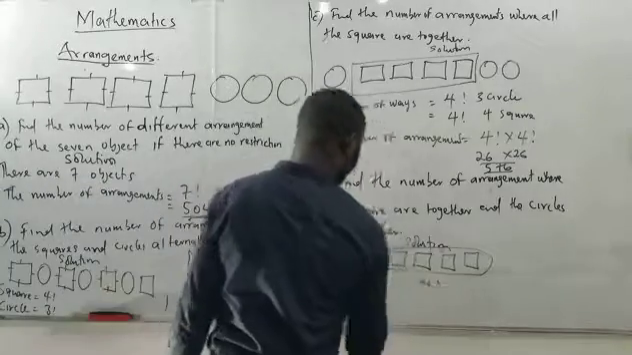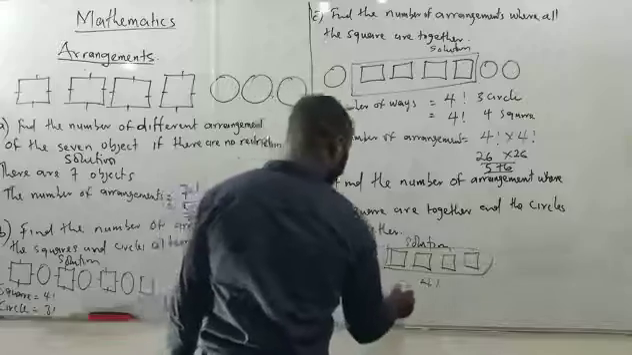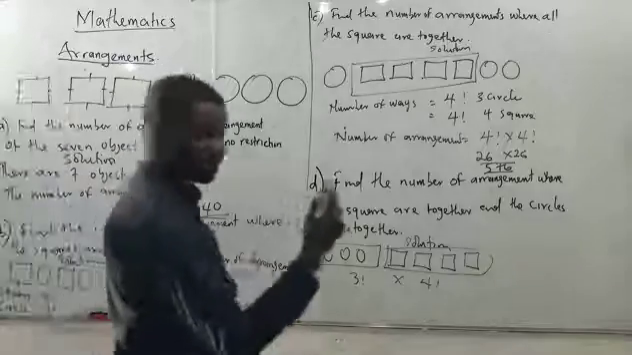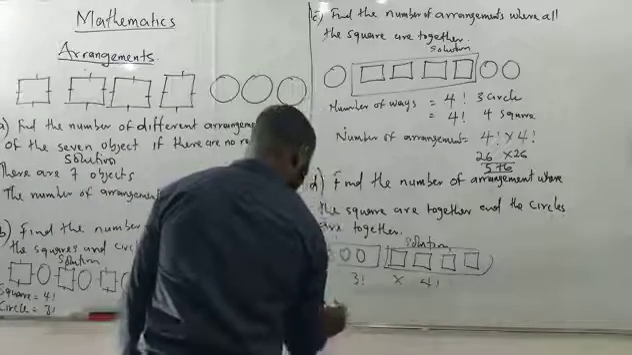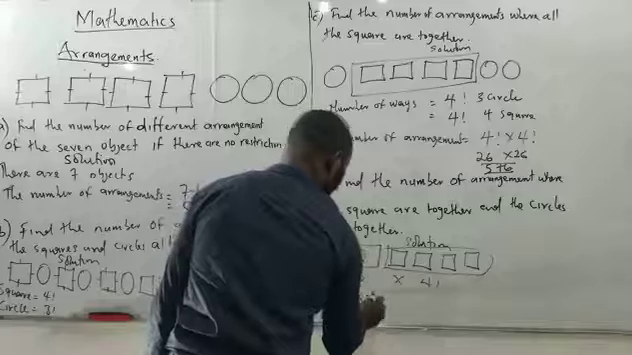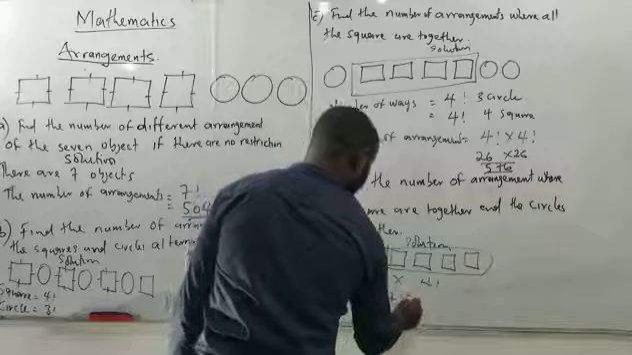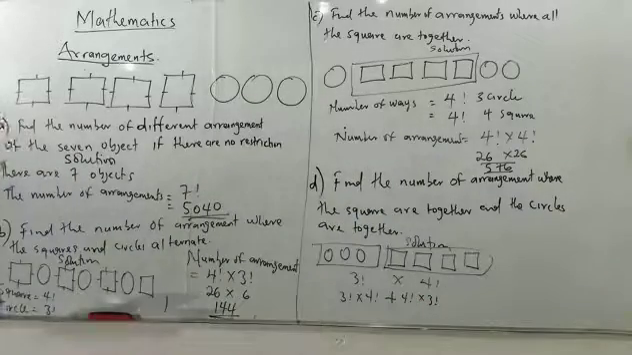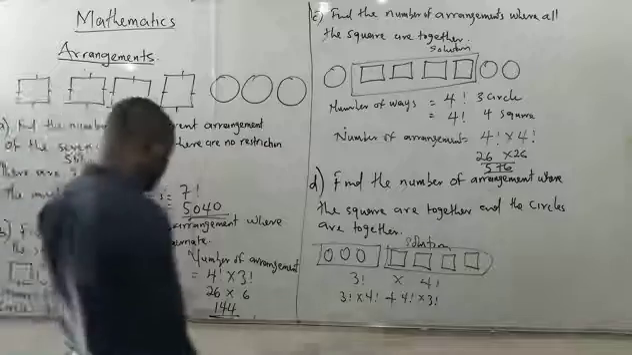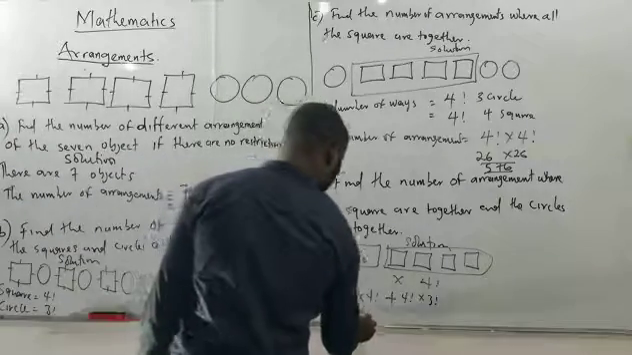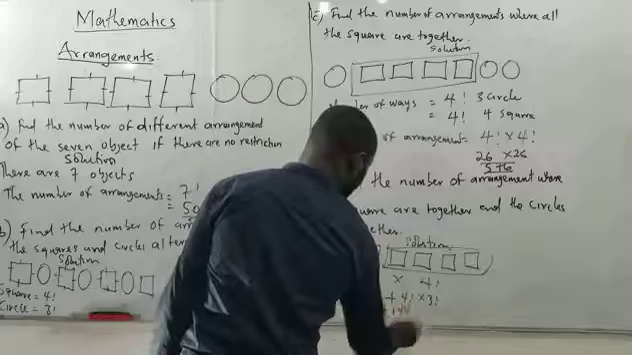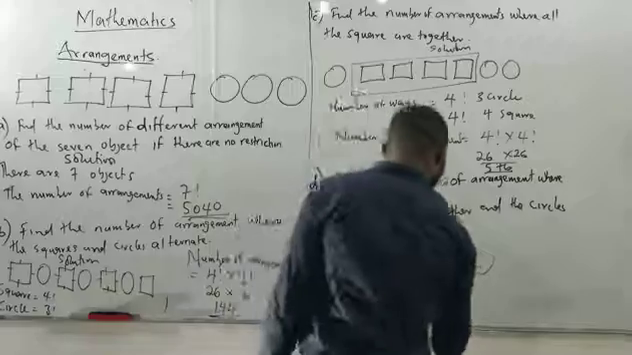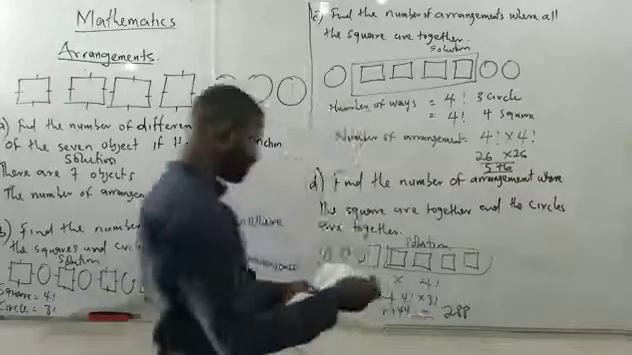Now, I'll be having 4 factorial, 4 ways, and 3 ways, multiplied. Now, this can be done in 2 ways. It means it can be 2 factorial multiplied by 4 factorial multiplied by 3 factorial. Now, this is the number of ways you can do it. Now, 2 factorial times 4 factorial times 3 factorial will give us 288. Now, that is my answer.